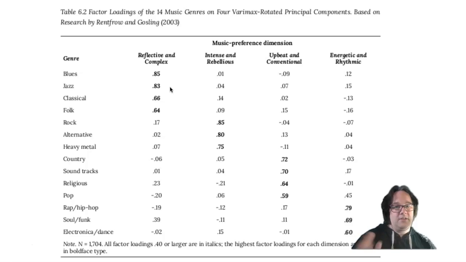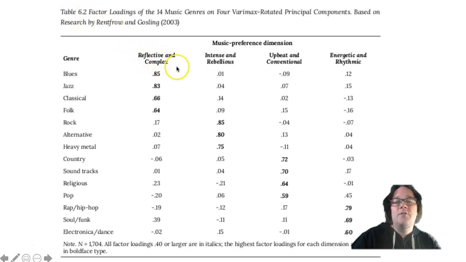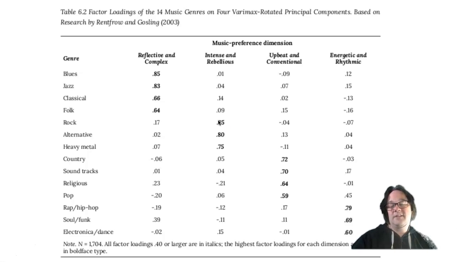Let's say you are a researcher or psychologist who's interested in creativity or music and psychology, whatever the case may be. In this case, they came up with reflective and complex: this is a dimension of music that's reflective and complex, blues, jazz, classical, and folk. The next factor we see is rock, alternative, and heavy metal music, which load on a different factor. What do those three have in common? These researchers determined that they all tend to be pretty intense and rebellious, maybe nonconformist. Whatever. The point is that you're going to have to determine what those factors are.